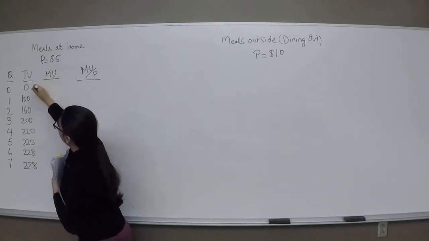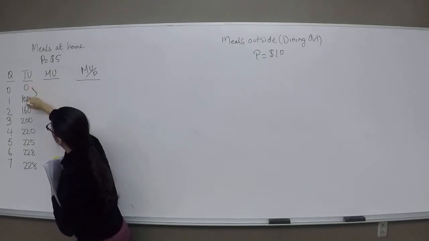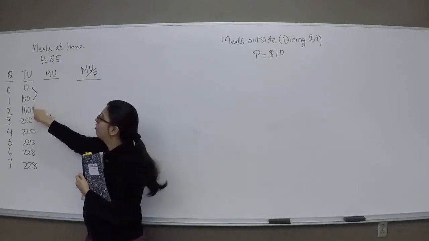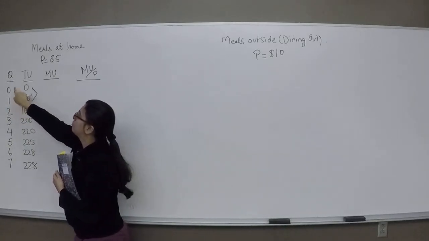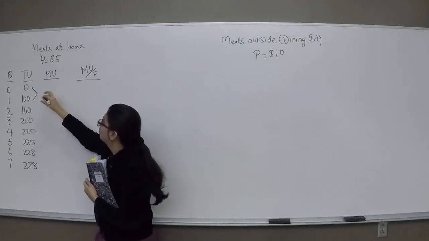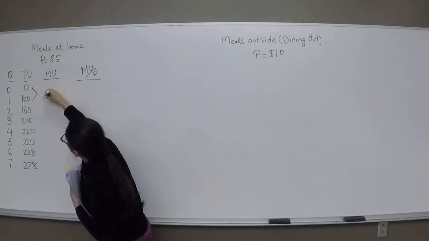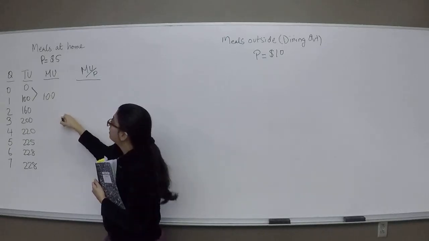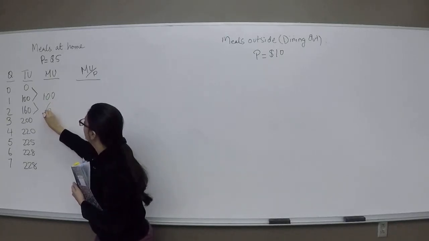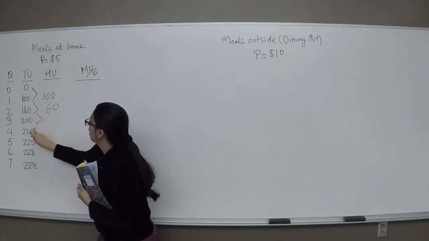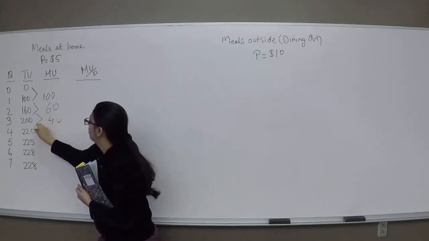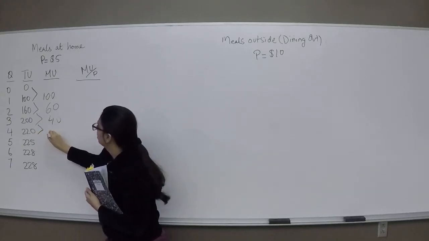So what is the marginal utility of the first quantity consumed? So what's the utility you're getting from the first quantity? So from 0 to 1, what's the utility you're getting for the first quantity? 100. What's the utility you're getting for the second quantity, from 1 to 2? 60. What's the utility you're getting from the third quantity? 40. From the fourth quantity? 20.